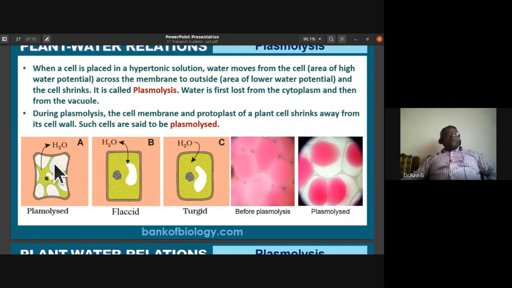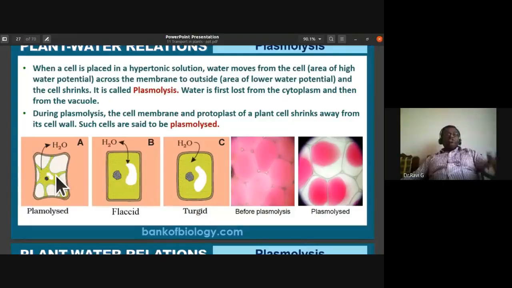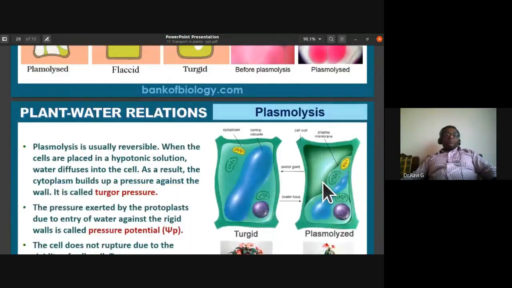You'll be doing an experiment in lab where you have to demonstrate this plasmolysis. A normal cell, when placed in a hypertonic solution, loses water because of the difference in water potentials, so there is a loss of water and shrinkage of the cell takes place. This process is plasmolysis. During plasmolysis, the plasma membrane and the cytoplasm or protoplast shrink away from the cell wall. Such a cell, where the cytoplasm and plasma membrane have shrunk, we call a plasmolyzed cell. So this is before plasmolysis. After plasmolysis, this is how you see it in your microscopes.